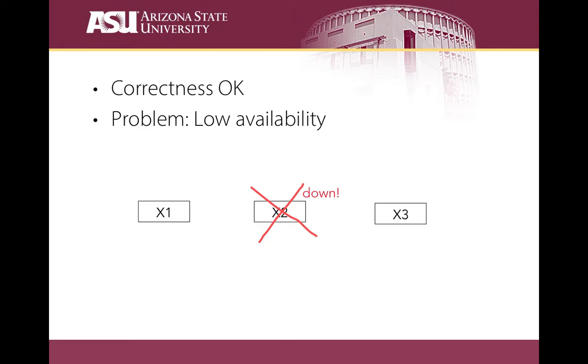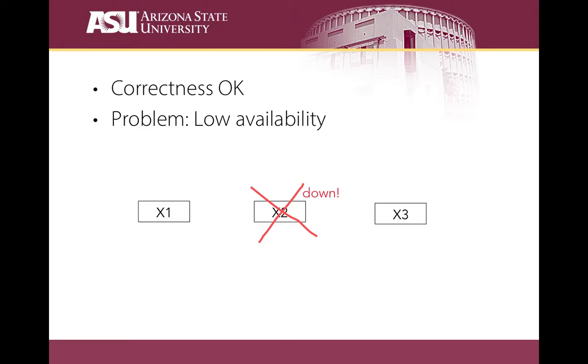Anybody can spot that? Let me give you a clue. What if the site that has X2 went down? What's going to happen? Cannot do anything, right? Totally. Why? Because with the logic that I have, I cannot proceed unless I have a lock on every single one of them. Unless I read, one of them is fine, but unless I write, all of them.